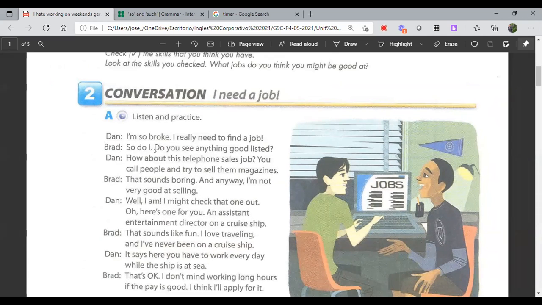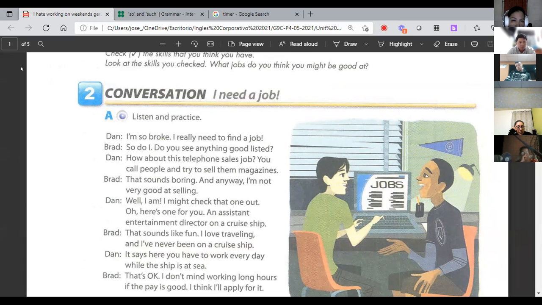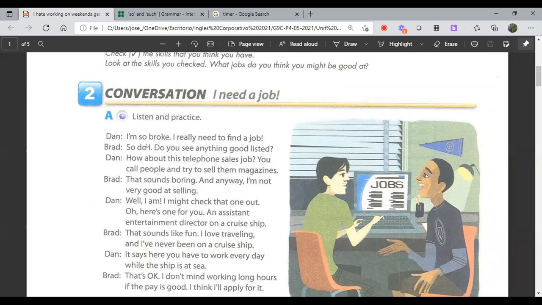Good. I'm going to pronounce this to you just to practice. I'm so broke. I really need to find a job. So do I. So do I significa yo también. Okay. So do I. Or me too. Me too. So do I.